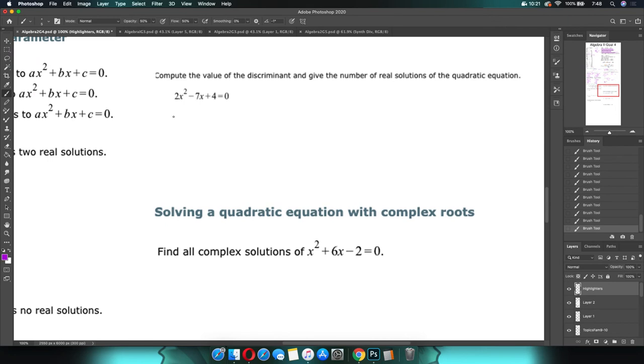So b squared, so negative 7 squared minus 4 times a times c. Now I'm seeing into the future, and I already know that my number of solutions is going to be 2, but that's my assumption for now. Let's see if we're right.